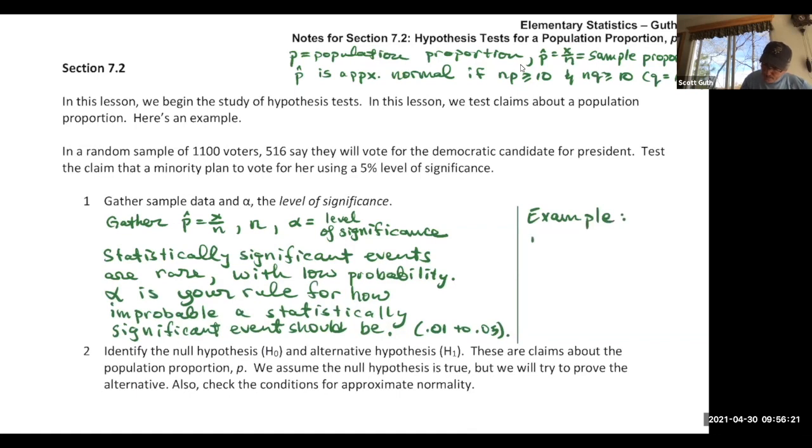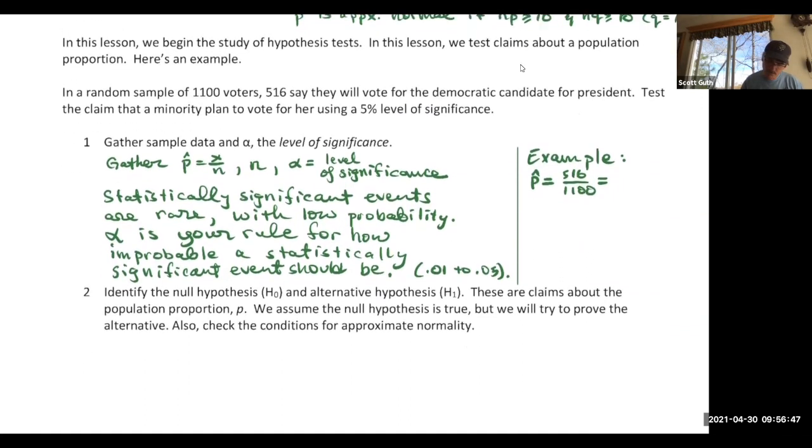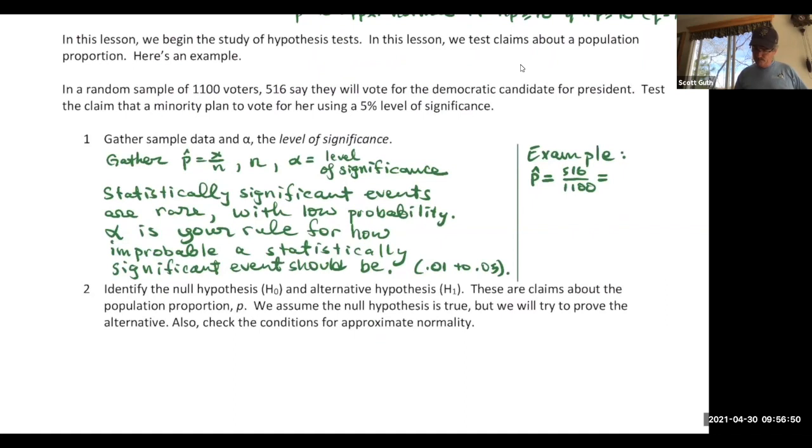So for the example, our p hat is x over n. So there's 516 successes here out of 1,100. And with proportions, we always do 3 places. So I should say 3 significant digits. So what do you say, guys? Should be 0.469.